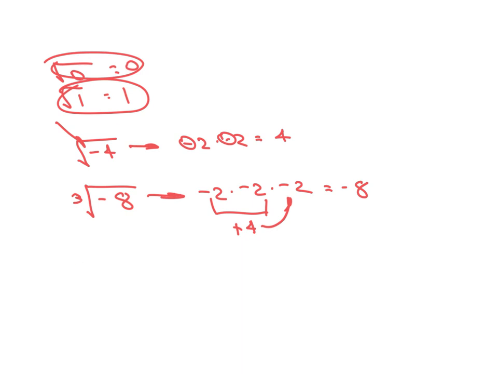When we have something like this, it just means the negative square root of 25. So we take the square root of 25 and this negative goes right there.